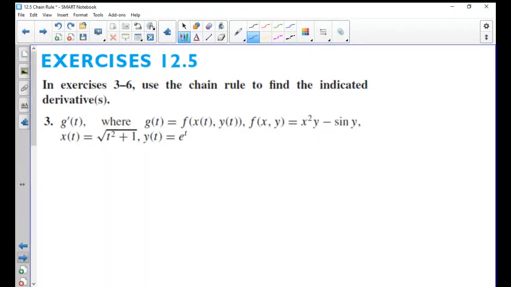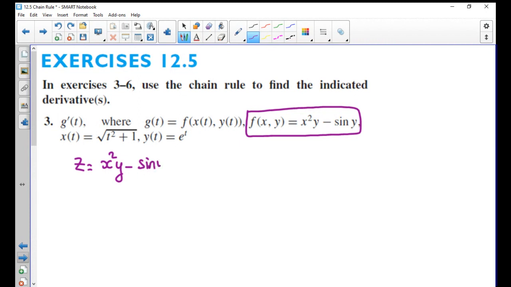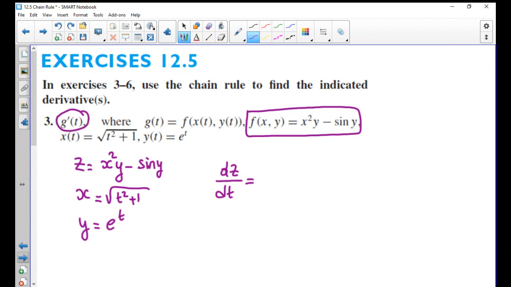All right, so let's have a look at some of these questions. Here we have a function of two variables, x and y. So you can write this as z equals x squared y minus sine y. X is a function of t, and y is also a function of t. So I can find the derivative of z with respect to t. So I want g dash, which is dz over dt.